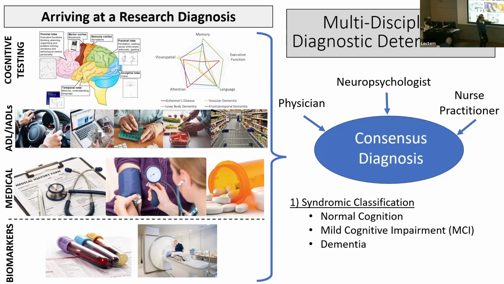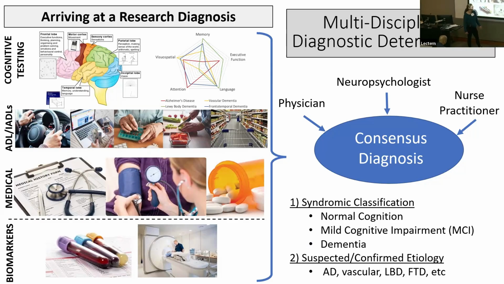So based on all of that, are they actually normal cognition? Are they still doing well? Are they mild cognitive impairment? Or have the cognitive changes led to functional changes, meaning dementia? After we decide the syndrome, we have to decide what's the etiology, and that's where we pull it all together to determine, does this profile look more consistent with Alzheimer's, vascular, Lewy body, frontotemporal, etc. And so that's how we can provide their diagnoses.